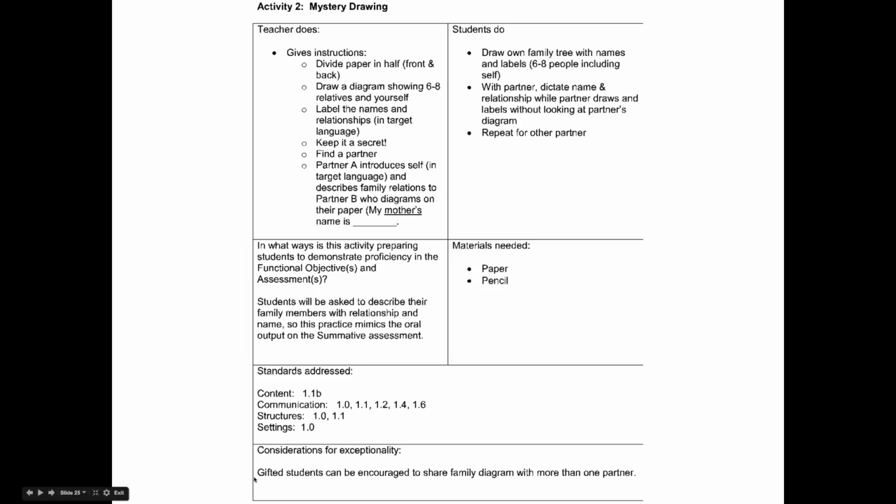I like this down here at the bottom. Considerations for exceptionality. Gifted students can be encouraged to share the diagram with one or more partners. I frequently have, especially in a level 1 class, this term I have 5 students on 504 plans and 1 ex-special ed student. And so I feel like I'm always moving at a very slow pace because I don't want to lose them. I don't want to leave anyone behind.